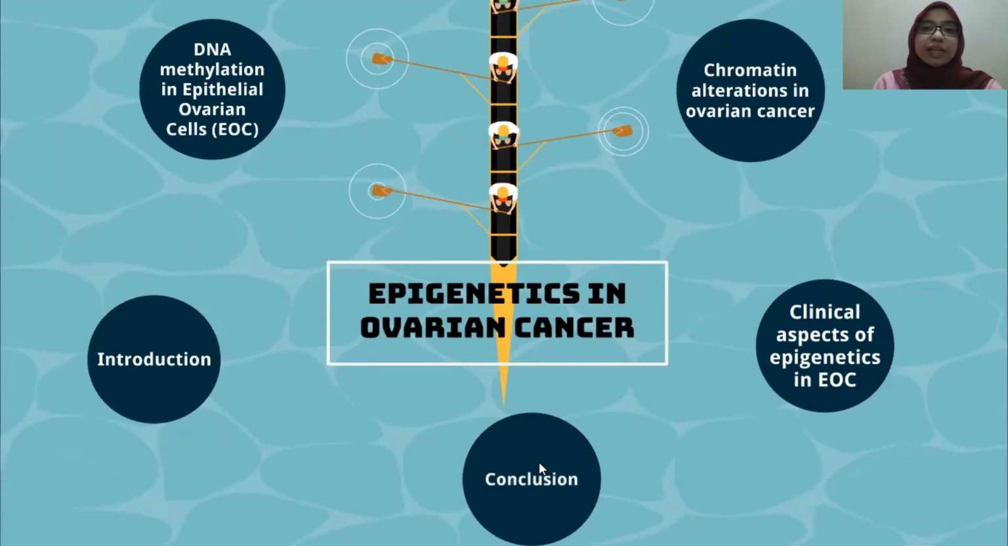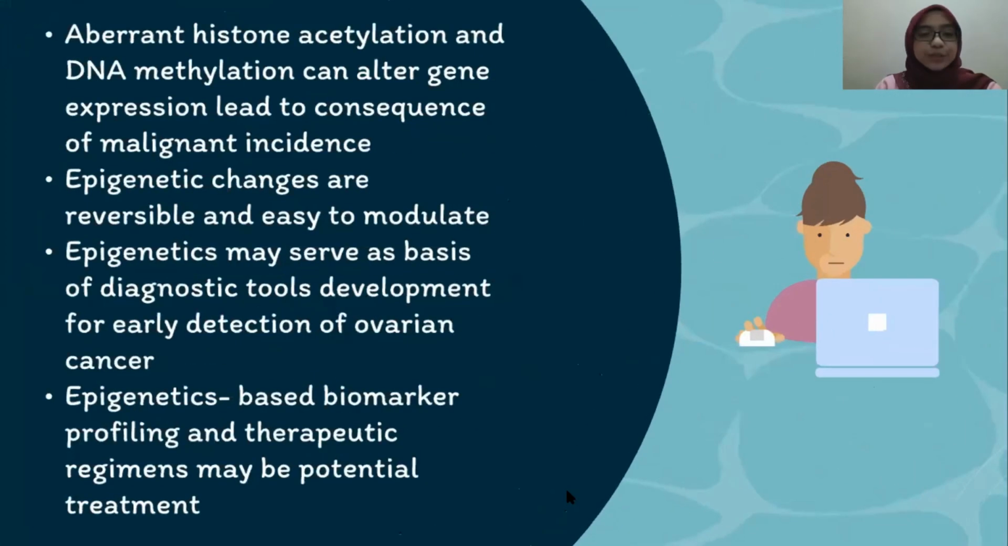We have come to the last section in this video, which is the conclusion. As for the conclusion, aberrant histone acetylation and DNA methylation can alter gene expression, leading to malignant consequences. However, the epigenetic changes are reversible and easy to modulate.